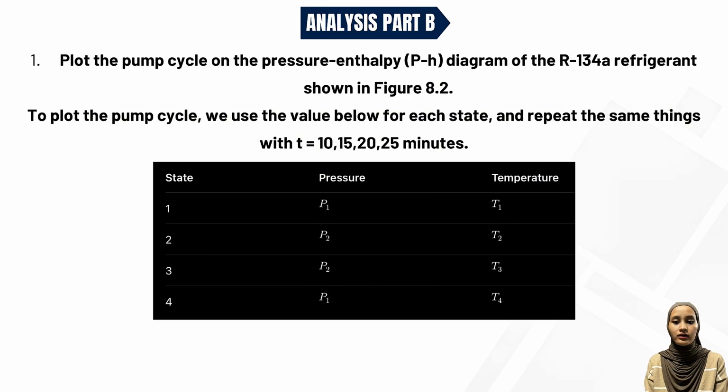To plot the pump cycle, we use the value below for each state and repeat the same things with t equal to 10, 15, 20, and 25 minutes. So for state 1, we use the value of P1 T1, state 2 we use the value of P2 T2, state 3 we use the value of P2 T3, and also state 4 we use the value of P1 T4.